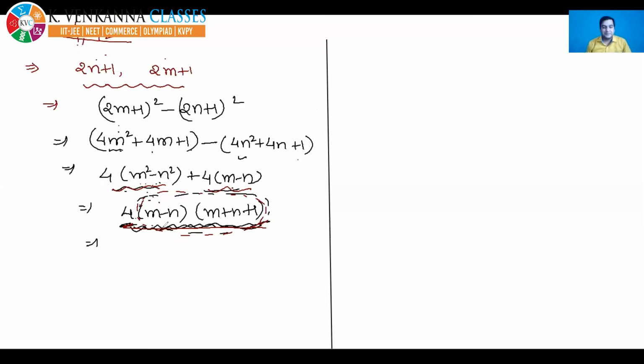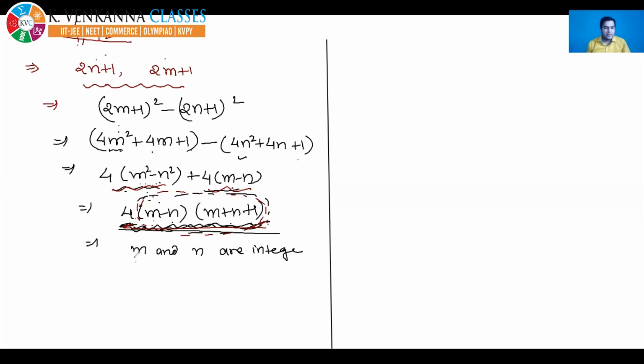See, listen. m and n are integers. Here you have to use the logic that m and n are integers. And you have to prove that this (m minus n) into (m plus n) is a multiple of 2. If it becomes a multiple of 2, then the whole thing becomes a multiple of 8.